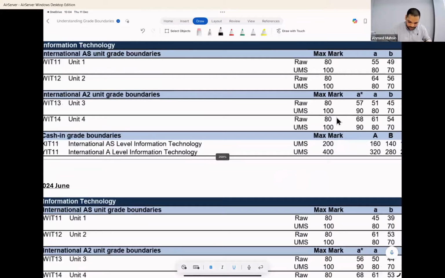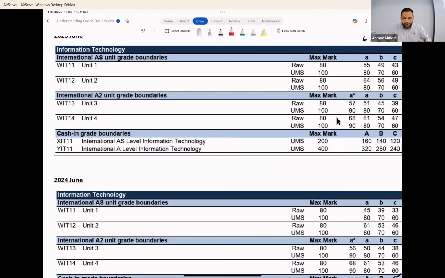For Unit 1, the highest UMS is out of how much? 100. For Unit 2, 100. For Unit 3, 100. For Unit 4, 100. So your entire A level is out of how much? Out of 400. Entire A level, 100 plus 100 plus 100 plus 100. Your final A level grade is going to be calculated out of 400.